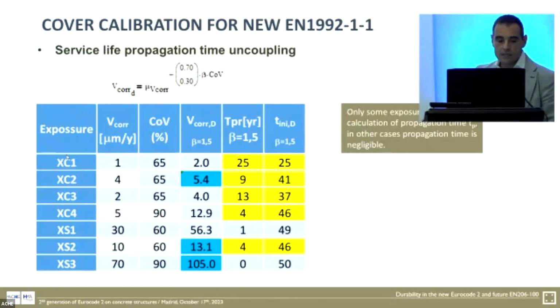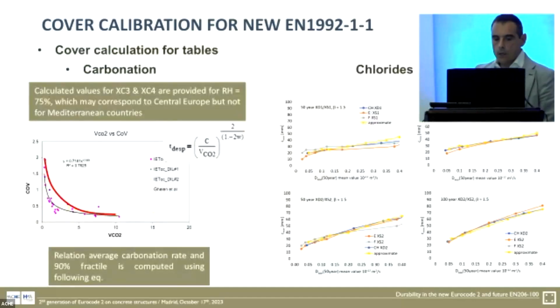You may see that, for instance, for quite dry environments, which are XC1, XC3, the propagation period is maybe half of the time of 50 years. So these are the models you have in the paper. You may read about that.